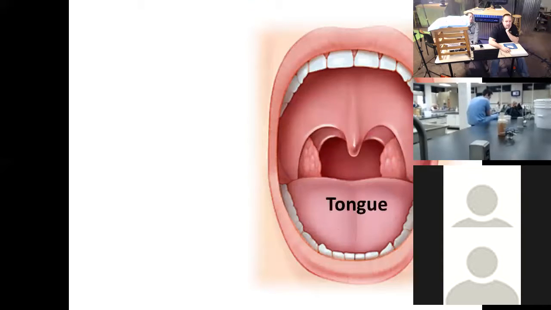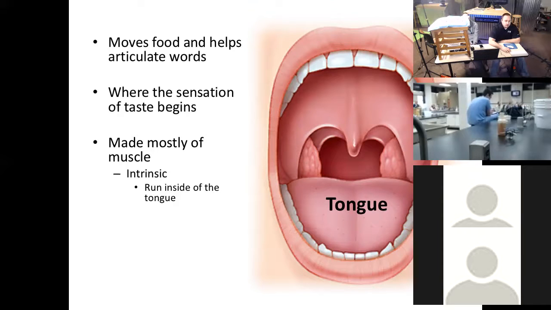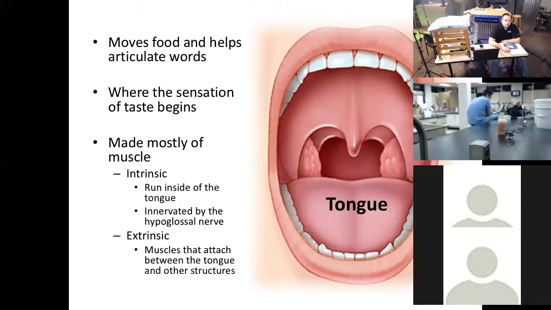The next thing we're going to talk about is the tongue. The main job of the tongue is to move food and help to articulate words. It's also where the sensation of taste begins, with little taste buds. The tongue itself is made mostly of muscles. There are different kinds of muscle. Intrinsic muscles are muscles that only run inside of the tongue, and they're innervated by the hypoglossal nerve, which is cranial nerve 12. The extrinsic muscles are muscles that attach between the tongue and other structures. They can help to move the tongue somewhat, but most of the movement actually occurs by the intrinsic muscles.